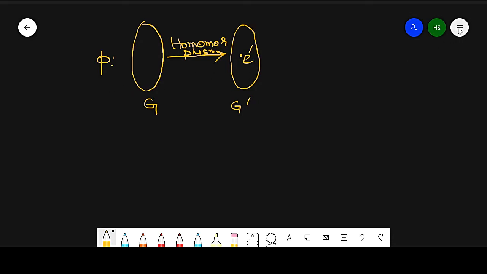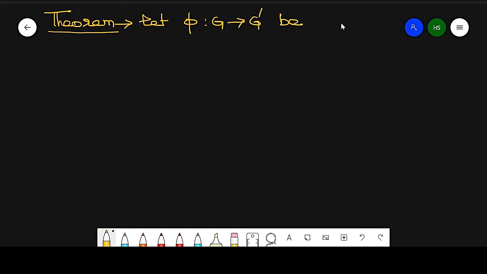Now after that, the first theorem, that is the property of homomorphism. So what is the statement of the theorem? Let phi from group G to G dash be a homomorphism. So also remember the statement.